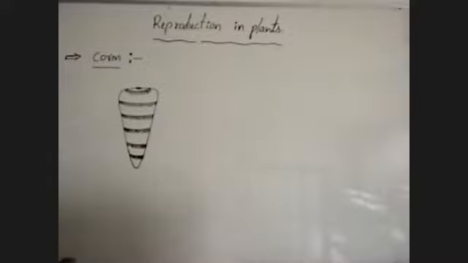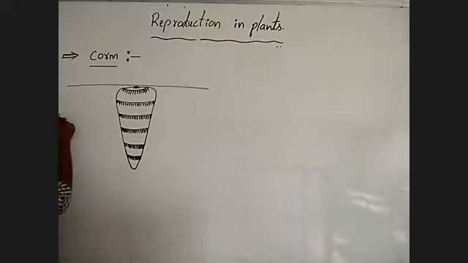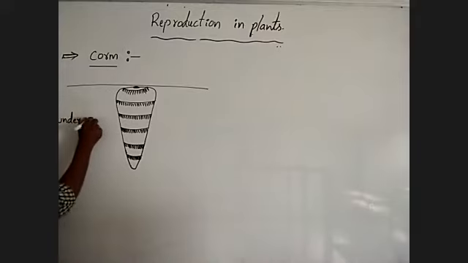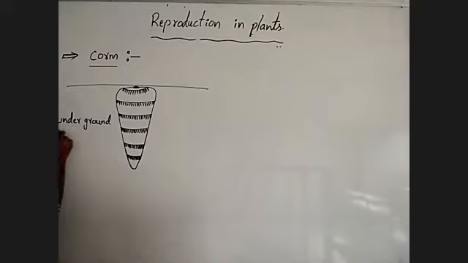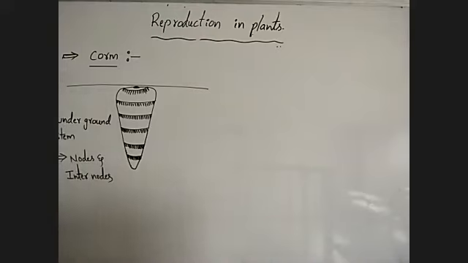Here observe underground stem. This is soil here. Here the stem is modified as underground stem. Now it has nodes and internodes.